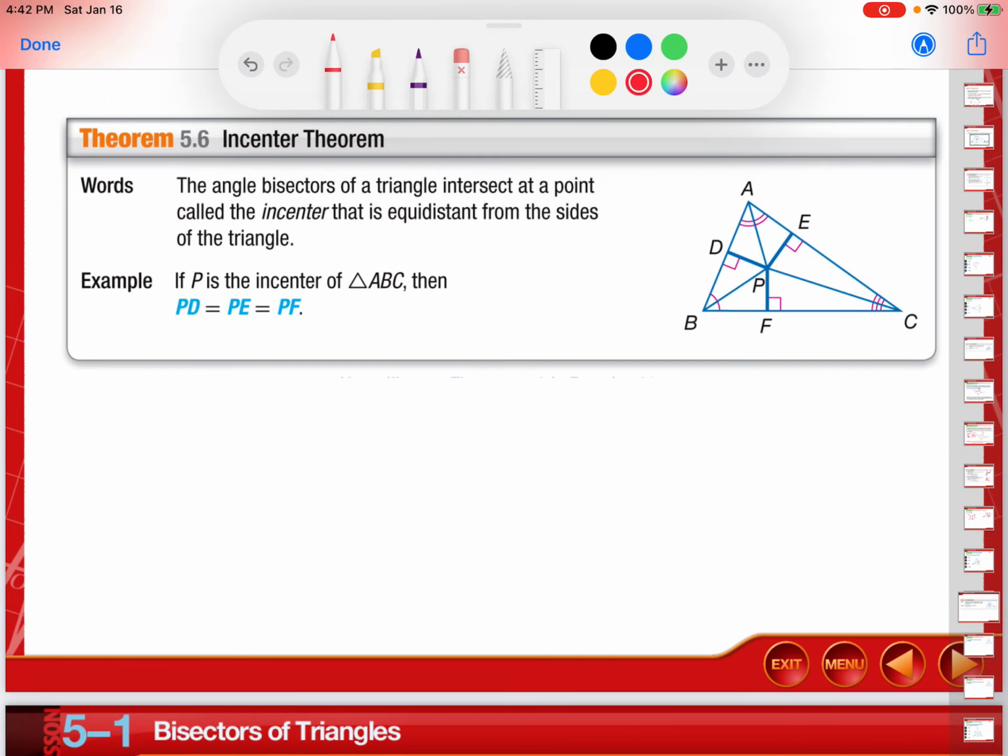All right, so incenter theorem. What the incenter theorem says is the angle bisectors of a triangle intersect at a point called the incenter that is equidistant from the sides of the triangle. So the incenter is equidistant from all the sides of the triangle. And of course, that's the shortest distance to the sides, which is always at a 90-degree angle. That's why you see all these little 90-degree signs showing up here. And then all three of these segments are equal to each other, like they show down there in the example.